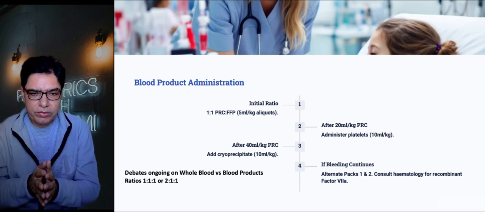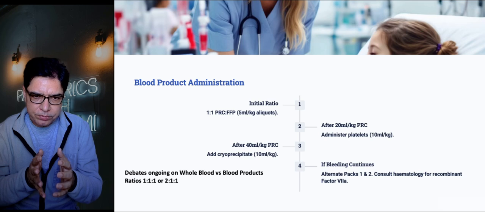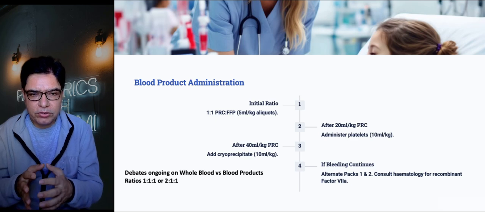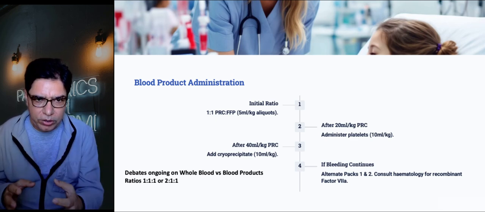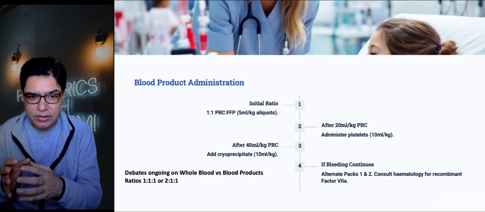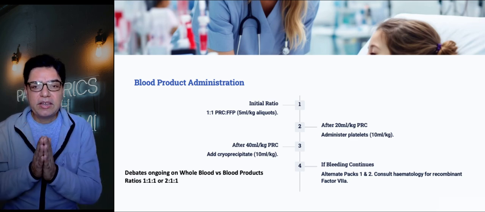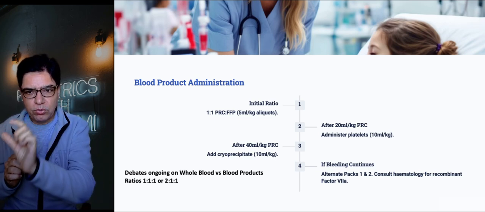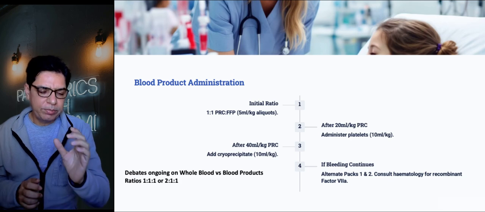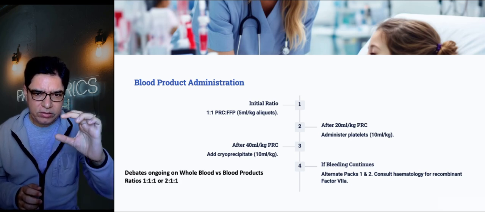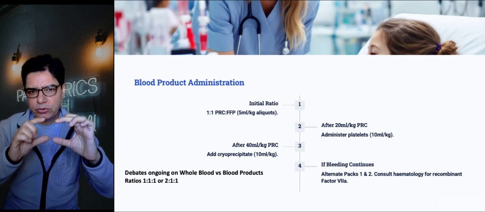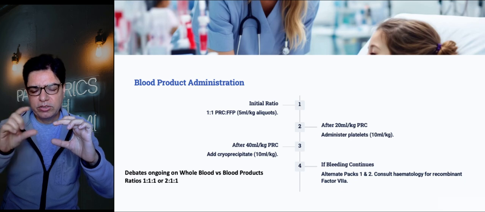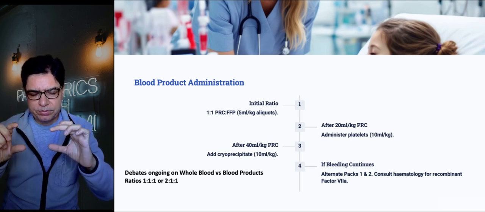But in a controlled situation, given the problems associated with whole blood refrigeration, and because the shelf life is different for different products, you will go with blood product administration rather than whole blood. The best thing is that mortality is reduced if you keep the ratio of 1-to-1-to-1. That means 1 part red blood cells, 1 part fresh frozen plasma, 1 part cryoprecipitate, 1 part platelets.